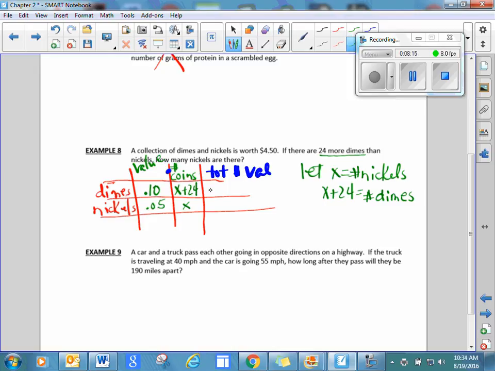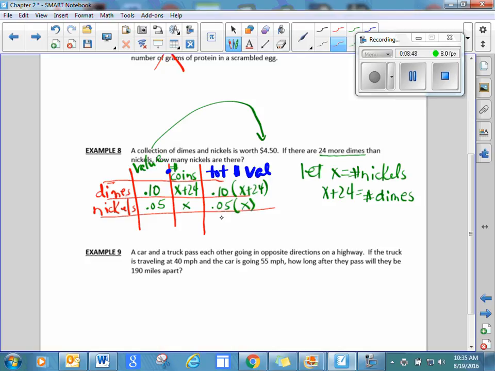Multiplying straight across to get the total value, you have 10 times X plus 24, and you have 5 times X. So I didn't really even need those parentheses. So this is the total value, and it says the total collection is worth $4.50. That's going to give us the information that we need to set up the equation.